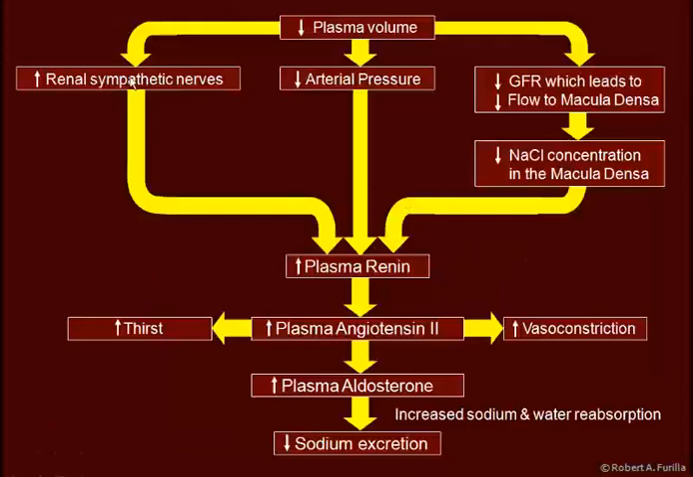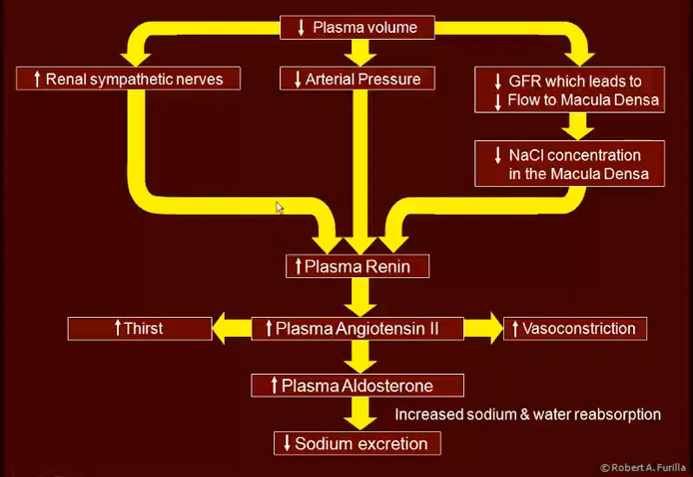A decrease in plasma volume will increase renal sympathetic nerves. This is a pressor response. A decrease in arterial pressure will have a direct effect on plasma renin, and plasma volume and arterial pressure going down causes a decrease in GFR. That causes a reduction in the flow to the macula densa, a reduction in sodium chloride concentration in the macula densa. Cells shrink, causing plasma renin release.